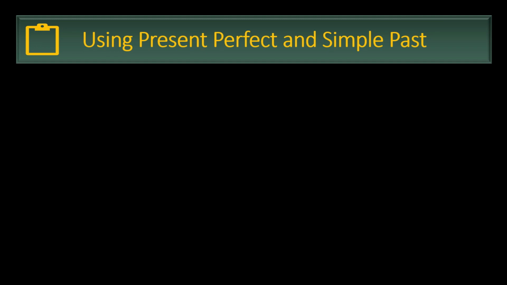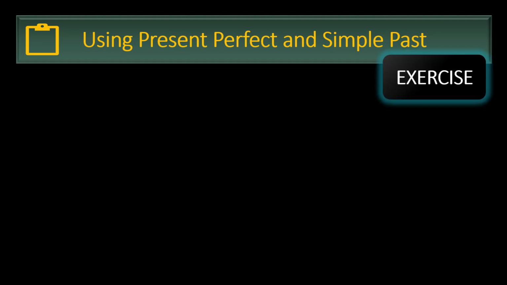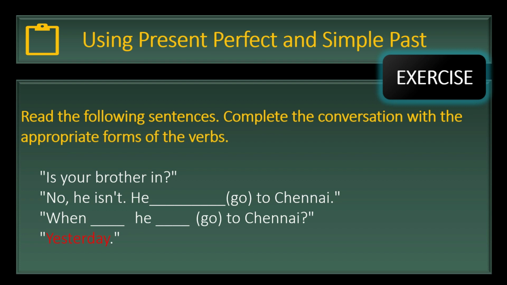Using present perfect and simple past, I have an exercise for you. This is a textual exercise from the class 10 textbook. Read the following sentences. Complete the conversation with the appropriate forms of verbs given in brackets. Is your brother in? The answer is no, he isn't.